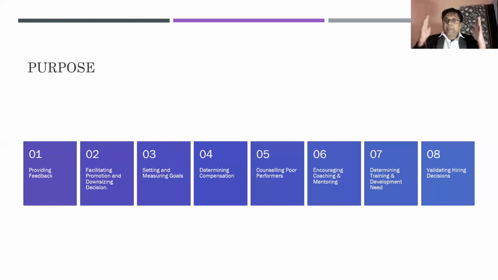So these are the major 8 purposes of performance appraisal. Number 1 was providing feedback. Number 2, facilitating promotion and downsizing decisions. Number 3, setting and measuring goals. Number 4, determining compensation. Number 5, counseling the poor performers. Number 6, encouraging, coaching and mentoring. Number 7, determining training and development need. And number 8, validating the hiring decision.